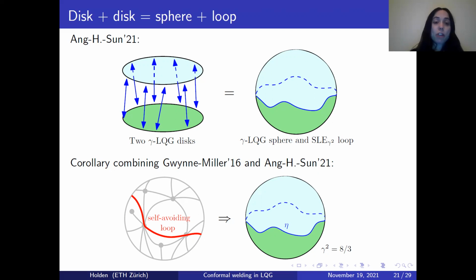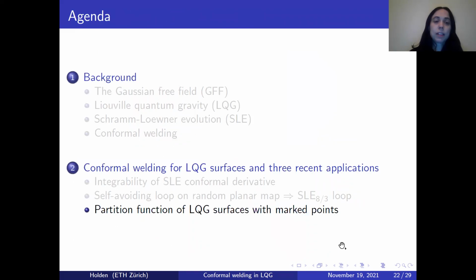So by combining this conformal welding result with a result due to Gwynn and Miller, we get a scaling limit result for planar maps. So we consider a planar map with spherical topology. Then we decorate it by a self-avoiding loop. And then we can show that this object converges in the scaling limit to this LQG sphere decorated by this independent SLE loop in the special case when gamma squared is equal to 8/3.